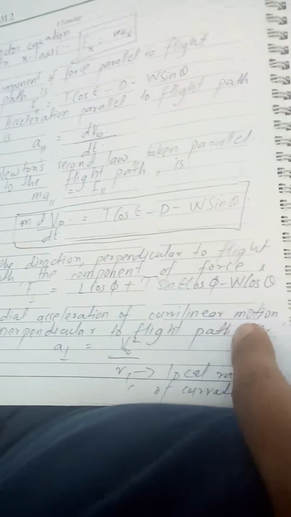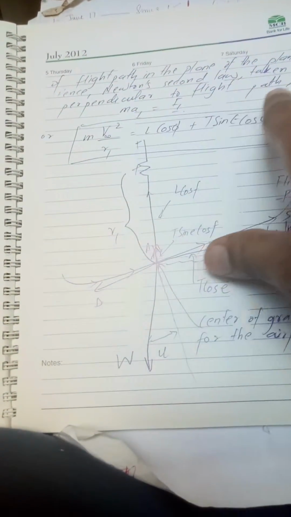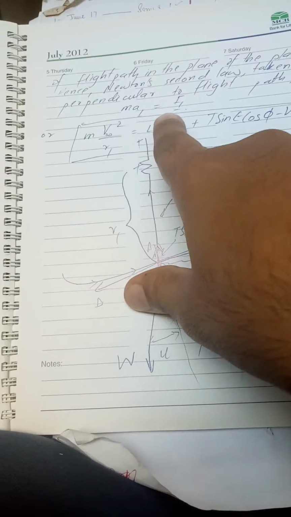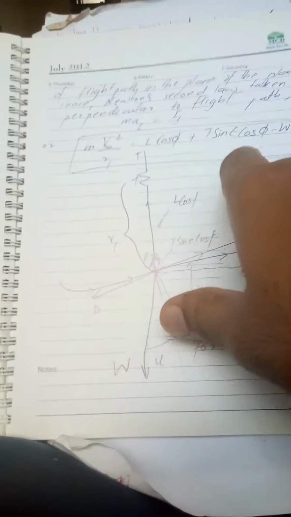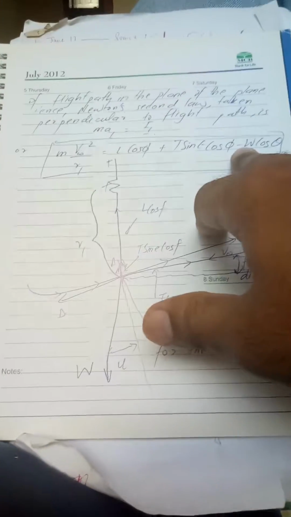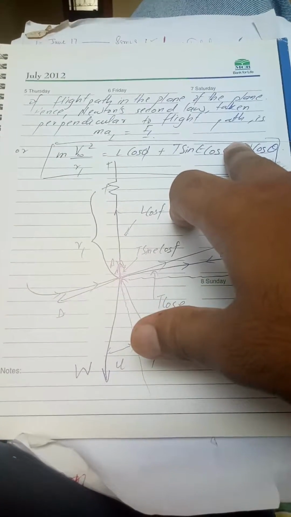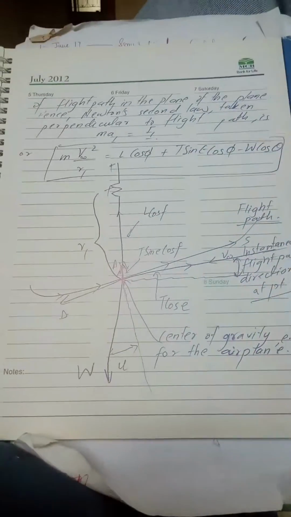Radial acceleration of curvilinear motion perpendicular to flight path is in the plane of the flight path. So Newton's second law taken perpendicular to flight path is m a perpendicular equal to force perpendicular. Applying this, m v squared over r1 equals L cos of theta plus T sine of E cos of theta minus W cos of theta. So this is the equation for the perpendicular component of the force. This is how we explain it.